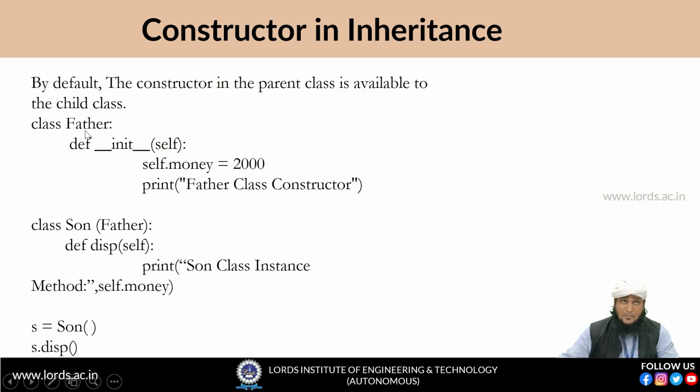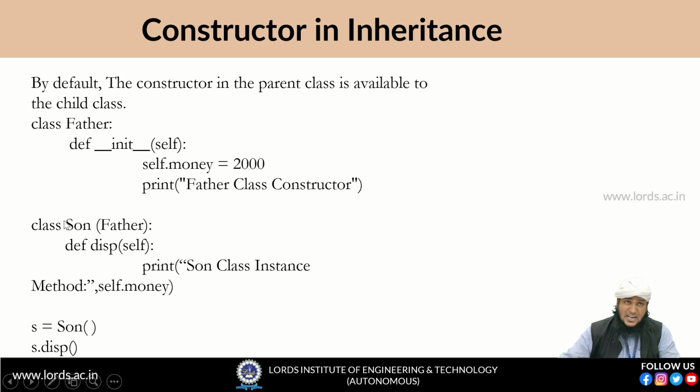We are already familiar with the class named Father, where I have defined the constructor init. In this class, we have a variable, money, and one method, print. Inside that method, there is a print statement, where the father class constructor is printed, and money is holding the value 2000. We always know self is a parameter and a particular keyword. With the help of that, we can access the values. So self.money equals this one.